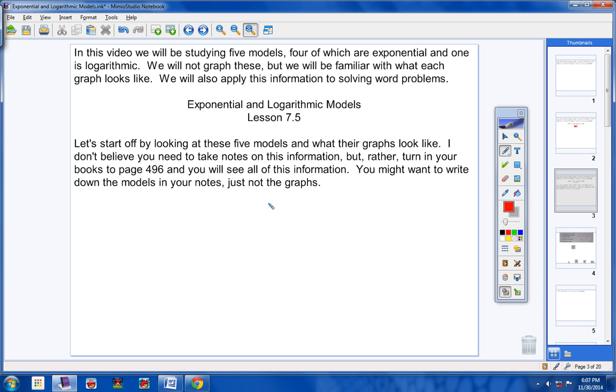Okay, let's continue on now. Let's start off by looking at these 5 models and what their graphs look like. I don't believe you need to take notes on this information, but rather go ahead and get your books out, please, quickly, and turn to page 496, and you will see all of this information that I'm about ready to show you. You will want to write down the models in your notes, just not the graphs. The graphs are right there on page 496 for you. So quickly turn to page 496, and we're going to move on.